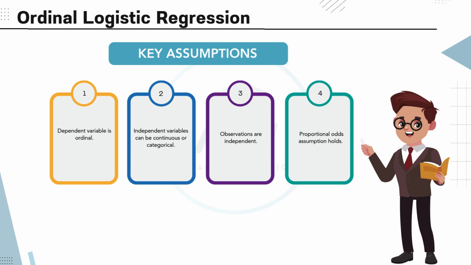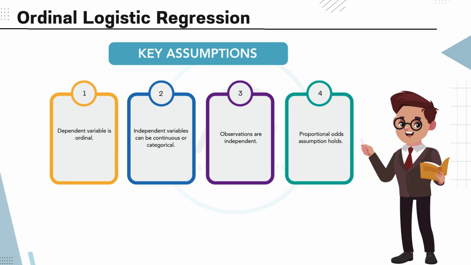Third, observations are independent. Each observation must be statistically independent of the others. That means the response from one subject should not influence or depend on the response of another. Violating this could bias the regression results.